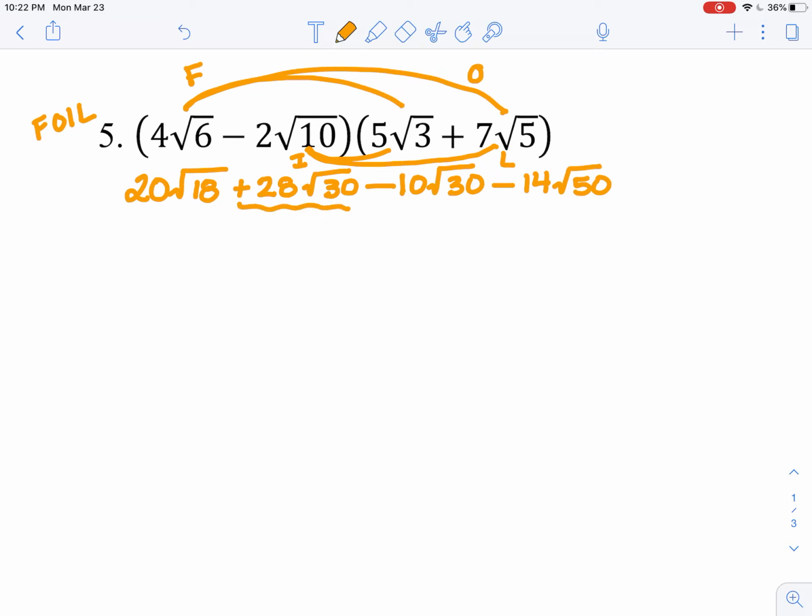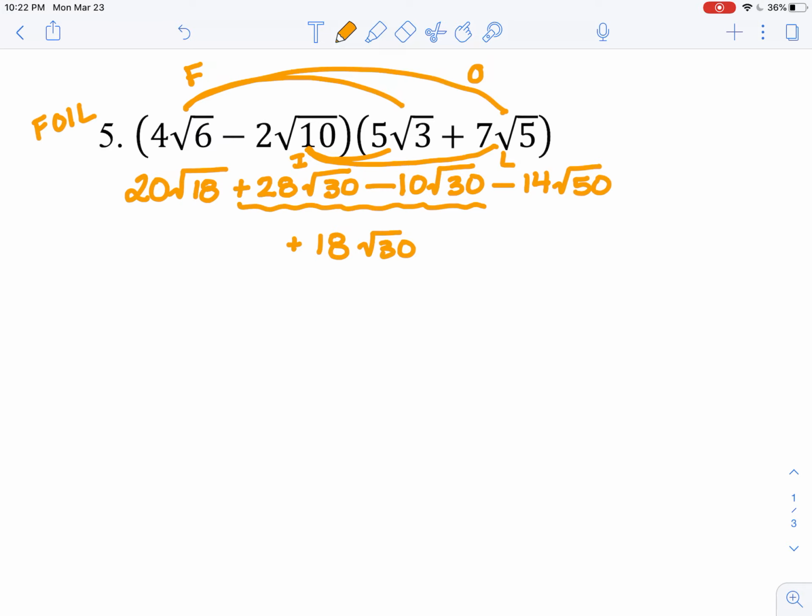Notice that the middle two terms here combine together, just like they did when we FOILed many of our polynomials. So I would combine those two terms together first. So 28 root 30 minus 10 root 30 makes positive 18 root 30. At the same time, I'm going to look to break down some of my radicals.